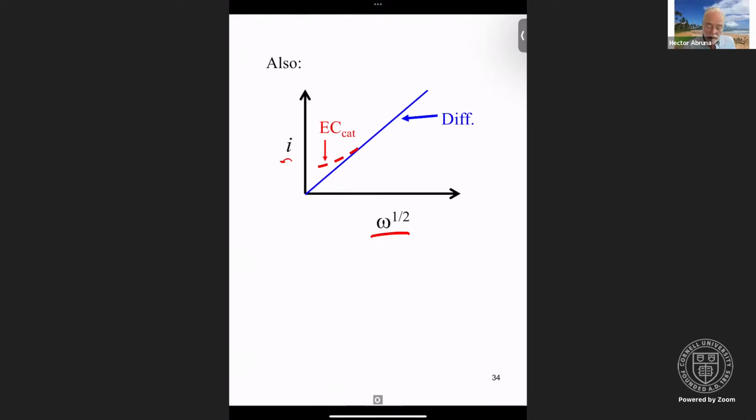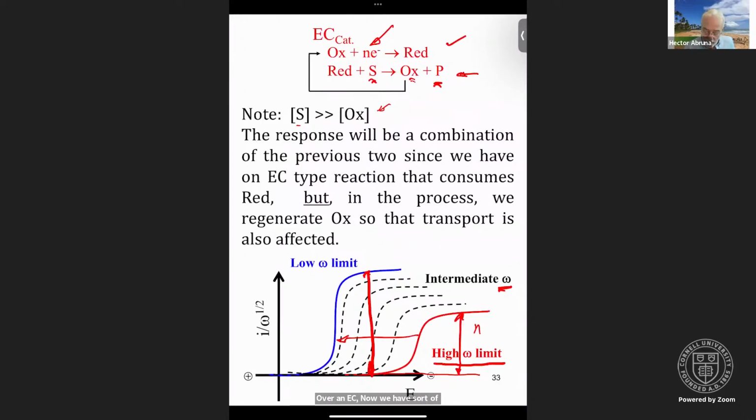Now we have sort of a rhetorical question, right? If I look at these profiles, one needs to, again, keep in mind that the low omega limit will be limited by the kinetics. At the high omega limit, there will be no contribution to either the limiting current or the displacement on the potential axis.